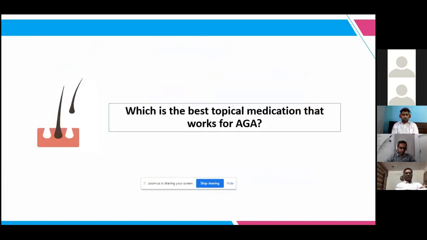Next question goes to Dr. Kumaresan. Which is the best topical medication that works for AGA? AGA means androgenic alopecia here. Dr. Kumaresan: Sir, for androgenetic alopecia, as of now, we have minoxidil that's approved, and that works very well for androgenetic alopecia. Other topical medications, we have a range of options, but we don't have good evidence to strongly back their use in androgenetic alopecia. I would recommend topical minoxidil as a first-line management, sir.